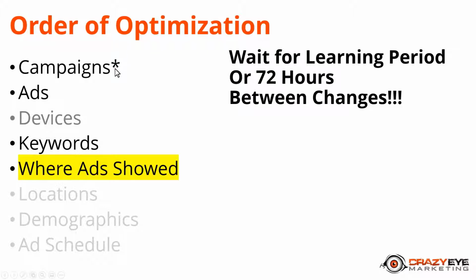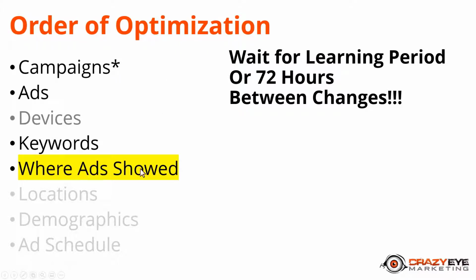So this brings me to the asterisk I have next to campaigns. When comparing campaigns, if you shut one off, that's fine. You don't have to wait 72 hours to start messing with the one that you left on. So in the same period of time, you could compare two campaigns together, decide to turn one off, and then with the one you left on, you can go in there and mess with the ads.